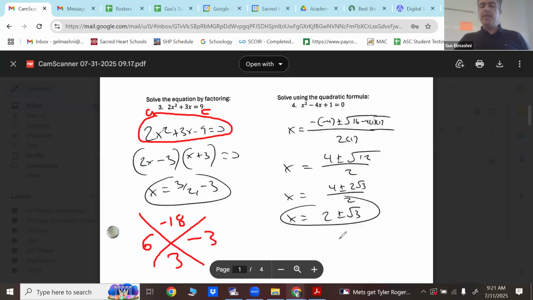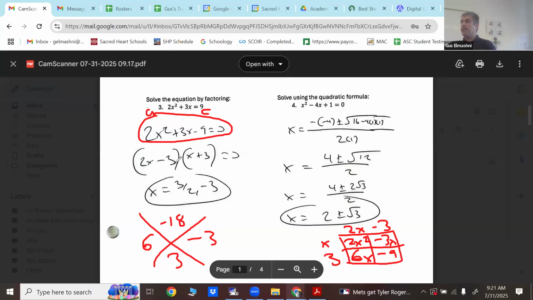Great. And then because the leading coefficient is 2, it's going to be 2x squared and -9. Then you put the split term, 6x and -3x. So you get (x + 3)(2x - 3). Yep. And that's how you factor it.